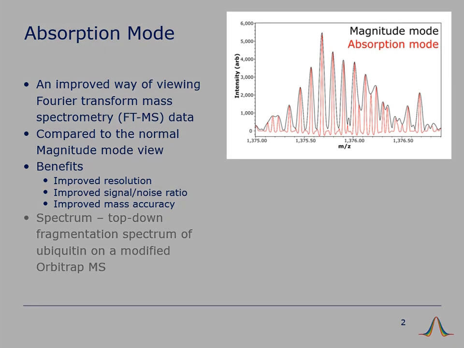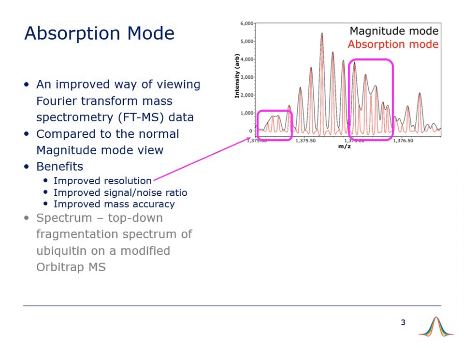We can see this benefit here. This spectrum shows a small part of the data from a top-down fragmentation experiment recorded on a modified Orbitrap instrument. The magnitude mode spectrum is shown in black, while the absorption mode spectrum is shown in red. If you focus in on these regions, you can see the extra peaks that are now fully resolved in the absorption mode that would have been impossible to detect in the magnitude mode.